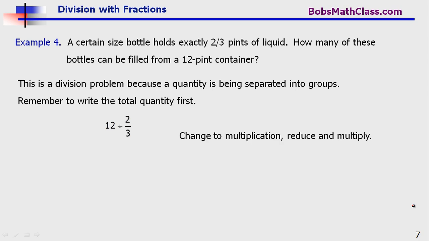Okay. Change to multiplication, reduce, and multiply. So 12 over 1 times 3 over 2. We can reduce the 2 and 12. 2 goes into 2 once, 2 goes into 12 6 times. And multiply across. 18 bottles. Yeah, that seems pretty reasonable.